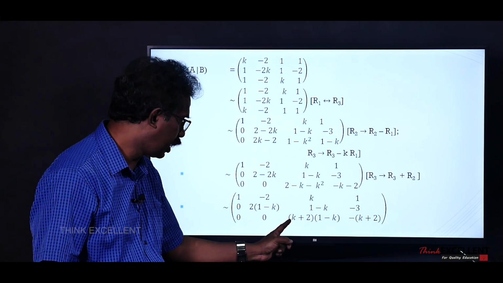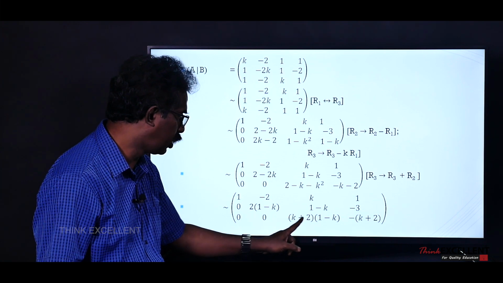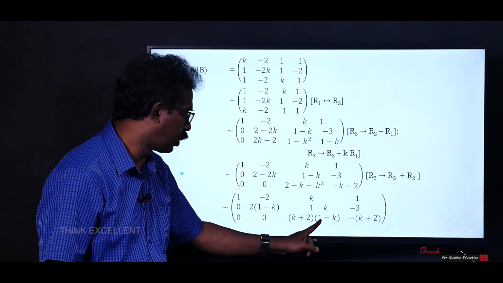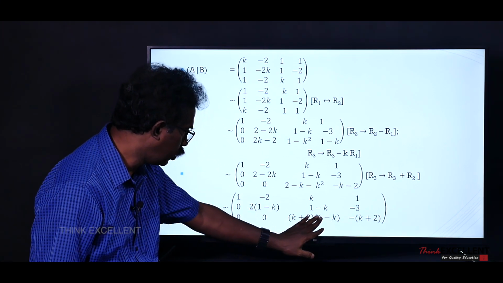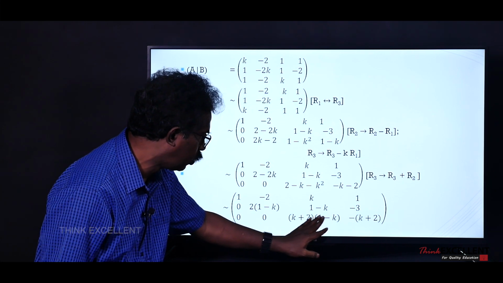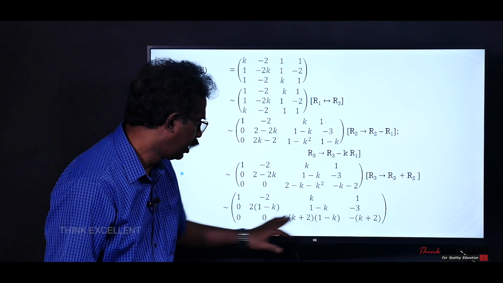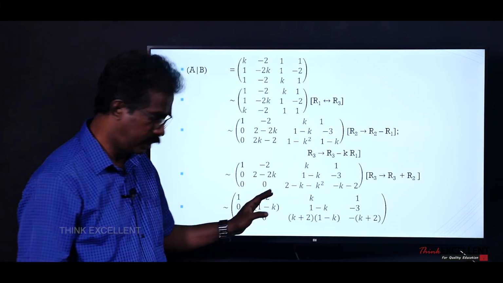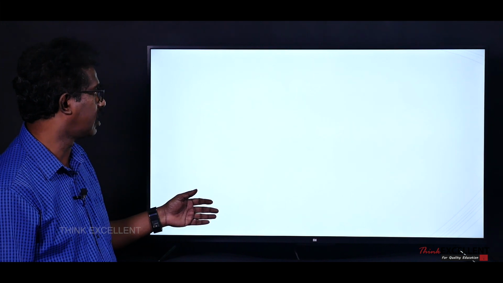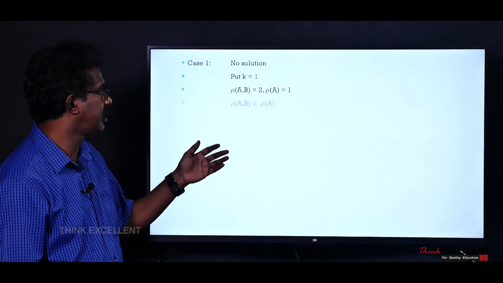So you give k not equal to minus 2 and k not equal to 1, then you will have a number here. If we have a number here, don't worry about other things. If you have a number, rank of AB is 3, rank of A is also 3, then the ranks are equal and equal to the number of unknowns. So these are the three cases.